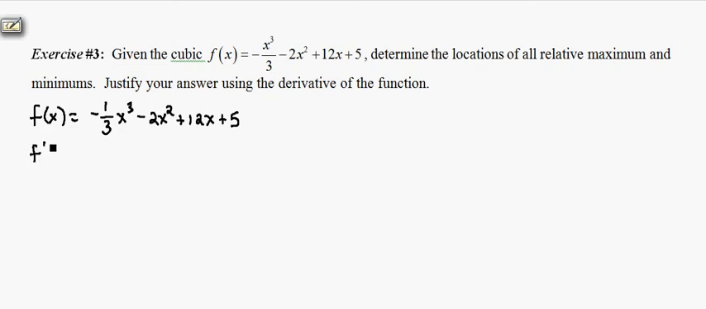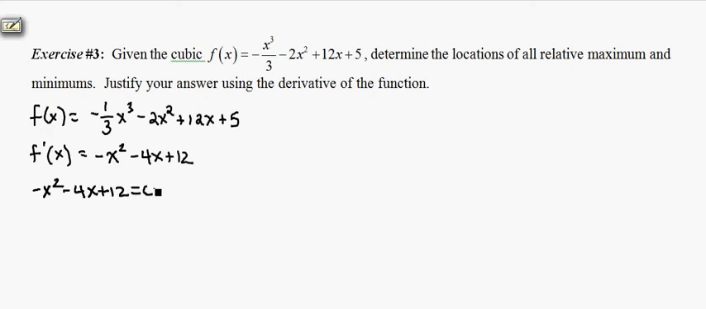So I'm just going to recognize that that's a power function, and I'm going to find its derivative by just bringing the 3 down, multiplying it by the negative 1/3, and getting negative 1. So much easier. So I get negative x squared minus 4x plus 12 as my first derivative. Now, in order to find my horizontal tangent lines, I'm going to set that derivative equal to 0 and solve. So I've got negative x squared minus 4x plus 12 equals 0.